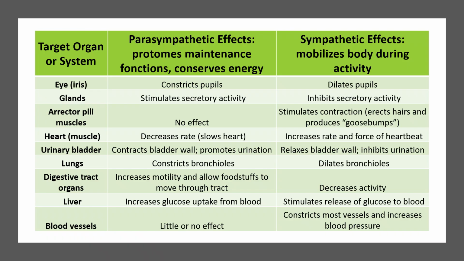So this is looking at target organs or systems, what I was just talking about in a way, and showing you the parasympathetic effects versus the sympathetic effects, and what happens. Let's just look at the eye, the iris of the eye. When you are in parasympathetic activation, in other words, you're relaxed, you're just sitting there, the pupils constrict down. But if you are scared, you have an emergency, the sympathetic effects are going to kick in and the pupils are going to dilate. Why? You need to get more light in your eyes. You need to be able to see. Okay? Let's look at the erector pili muscles, for example.